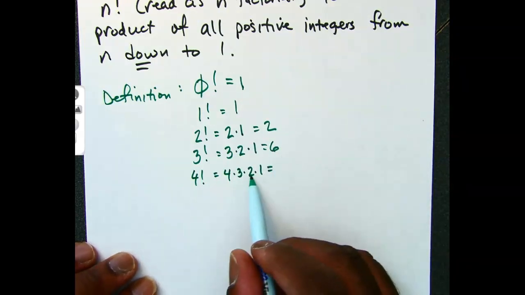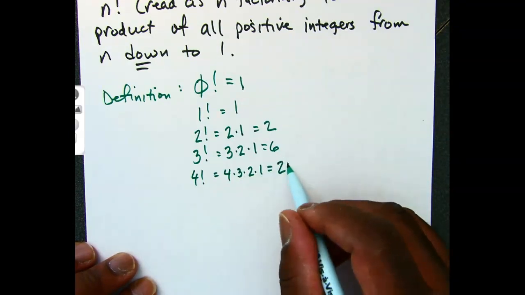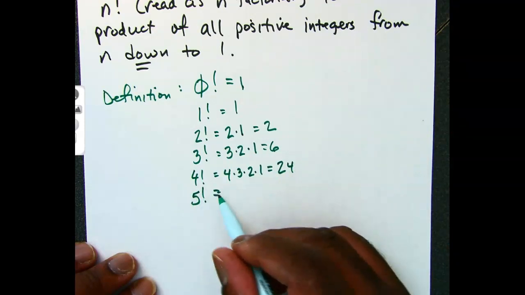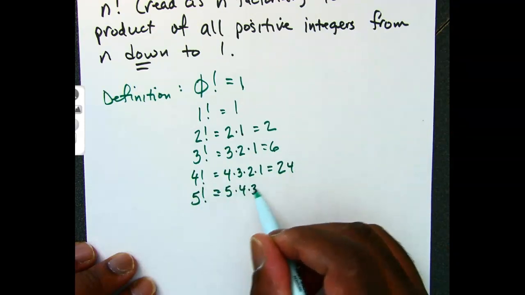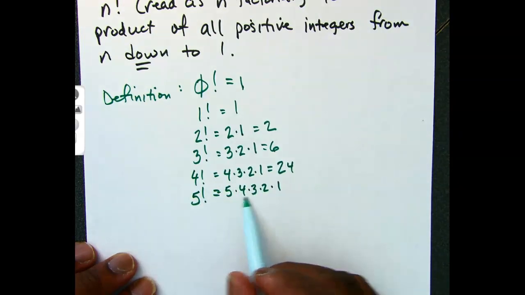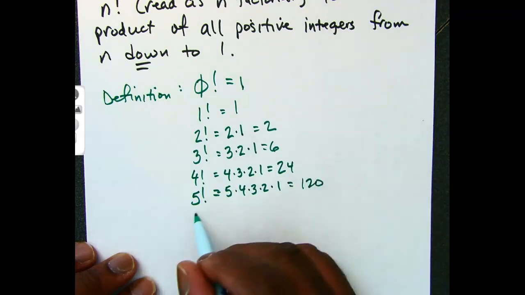Remember that 3 times 2 times 1 is 6. So 4 times 6 is 24. 5 factorial: 5 times 4 times 3 times 2 times 1. Start at 5. Take the products going down to 1. 24 times 5 is 120.